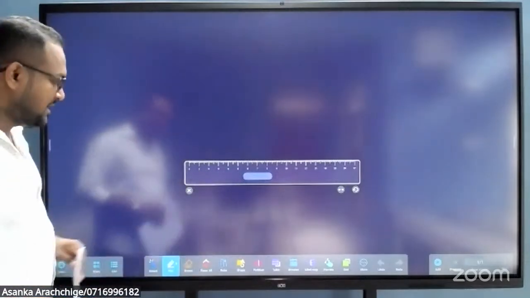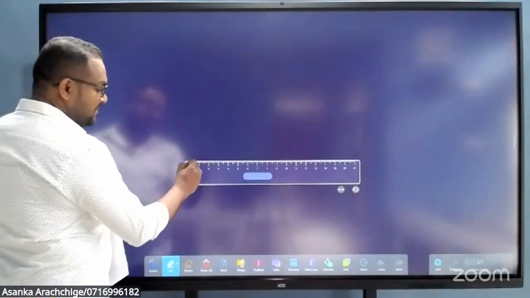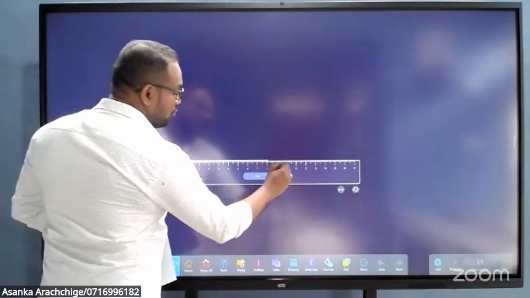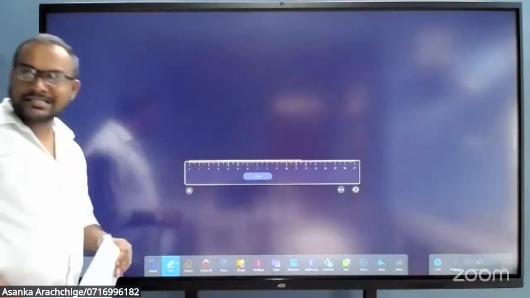Therefore, first we have to draw a straight line which is more than 6 centimeters.